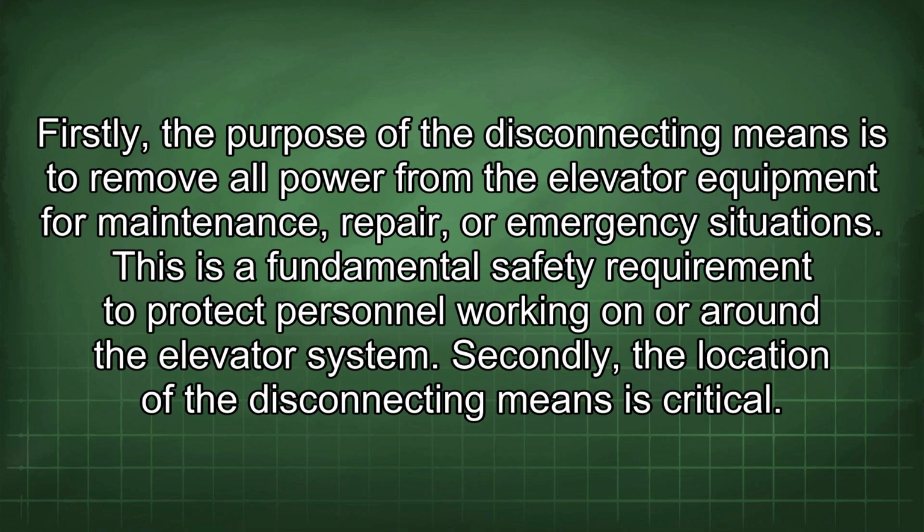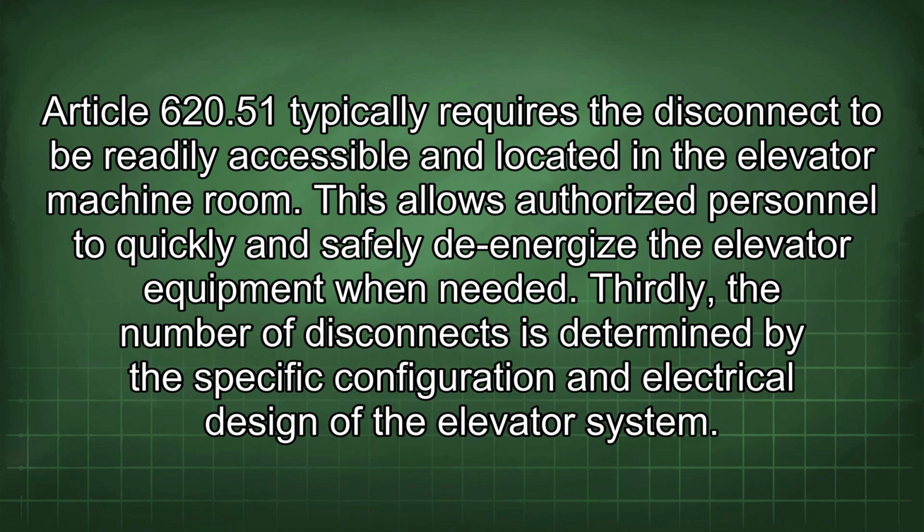Firstly, the purpose of the disconnecting means is to remove all power from the elevator equipment for maintenance, repair, or emergency situations. This is a fundamental safety requirement to protect personnel working on or around the elevator system. Secondly, the location of the disconnecting means is critical. Article 620.51 typically requires the disconnect to be readily accessible and located in the elevator machine room. This allows authorized personnel to quickly and safely de-energize the elevator equipment when needed.